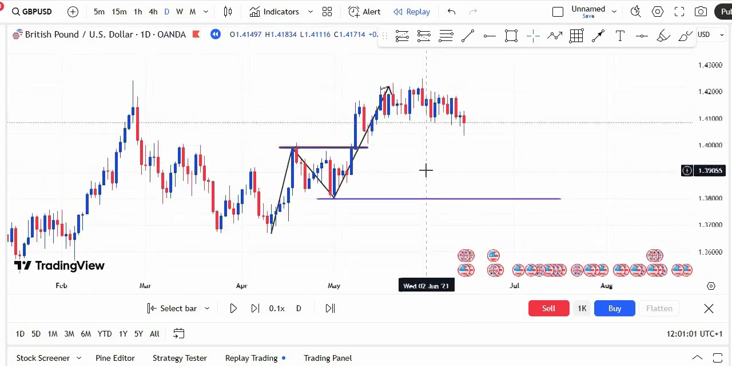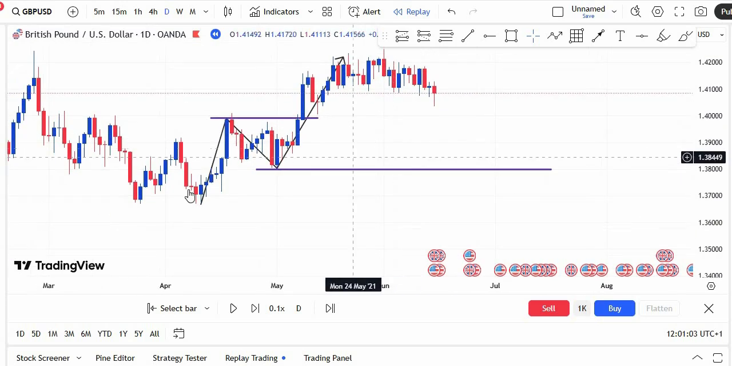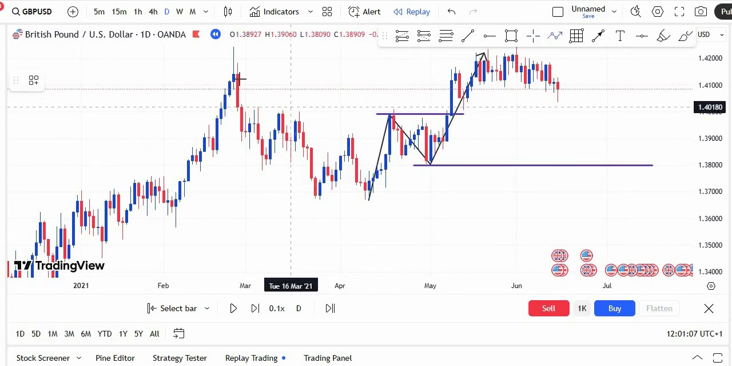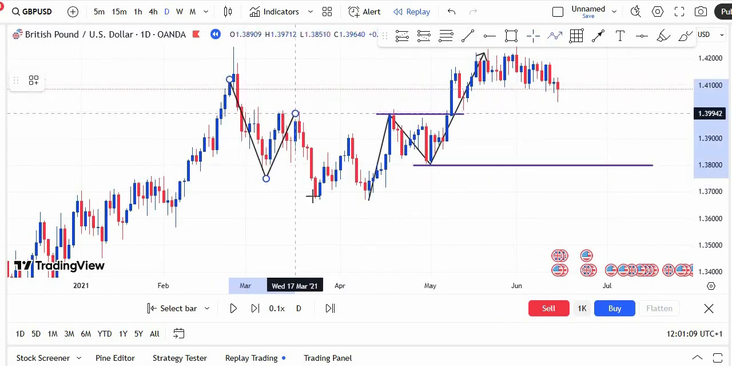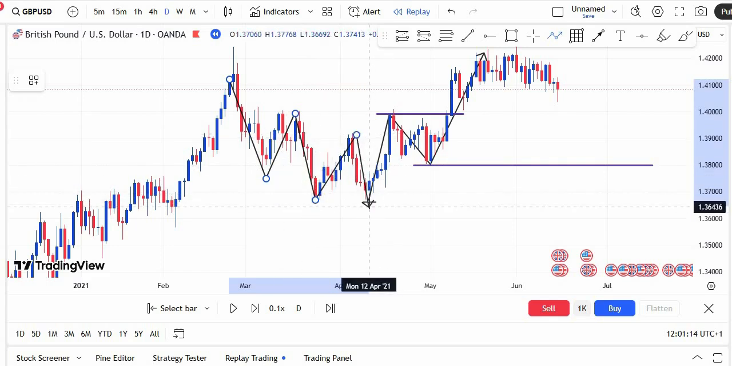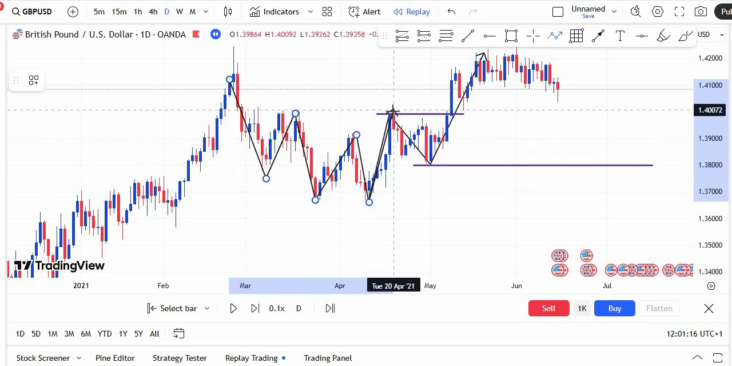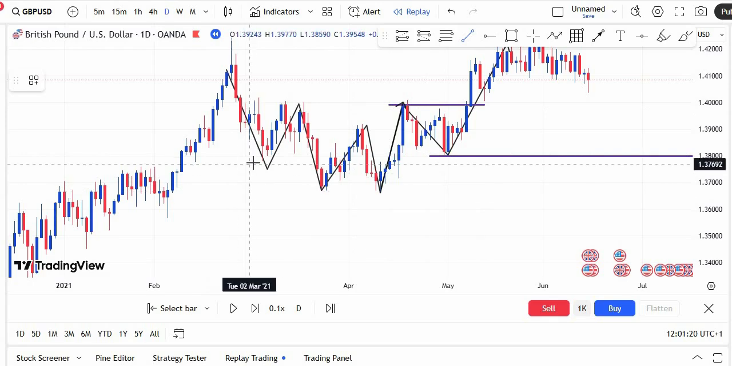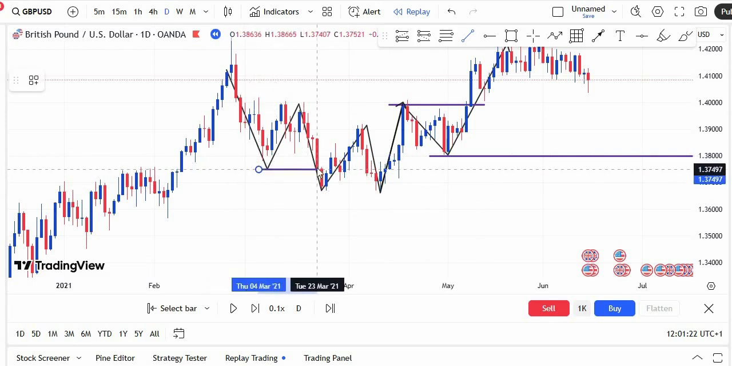So the first thing to understand is market structure. And as a whole you can see, this is an uptrend. Though the market has once been in the downtrend, which is this, having a lower high and lower low, fails to break the previous low, then has a change in character to the upside. This is a break of structure.